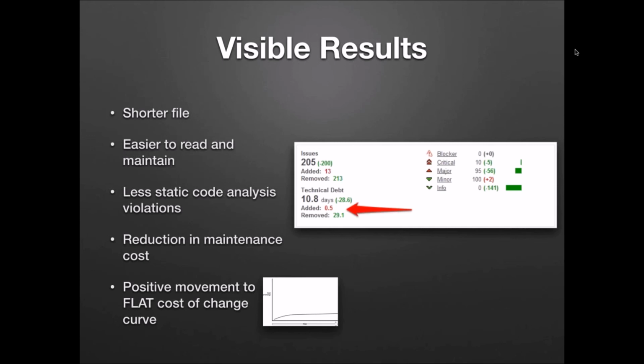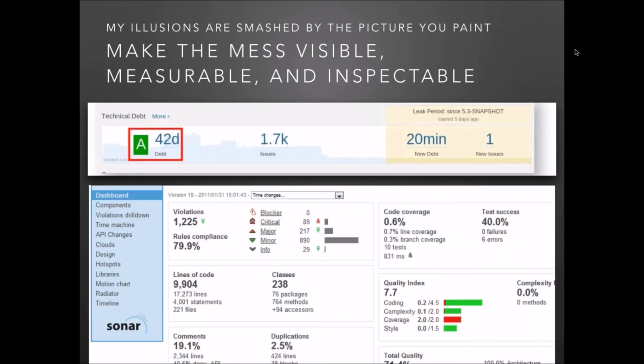We want to have visible results. So we don't want to just refactor and have the code not get better. So if you have something like SonarQube or some kind of static code analysis, it's nice to give the team feedback so that they know that the process that they're using is getting good results. Their files are getting shorter, it's easier to read and maintainable, there's less static code analysis violations. You want to see a project like this.